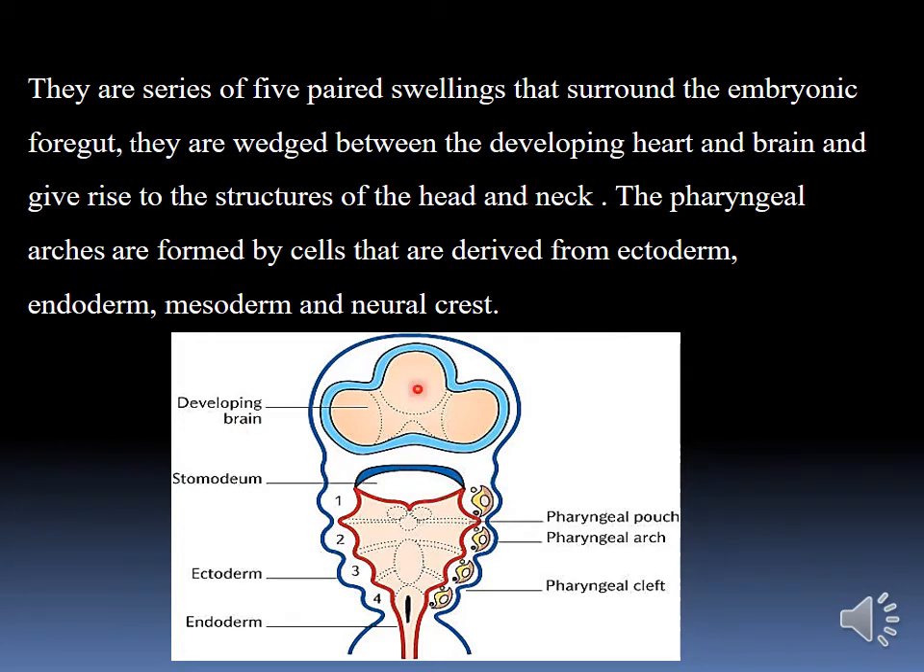As you can see in this picture, this is the developing brain, and this is the stomodeum or the primitive mouth cavity. Here is the site of the pharyngeal arches. They are paired structures on both sides.